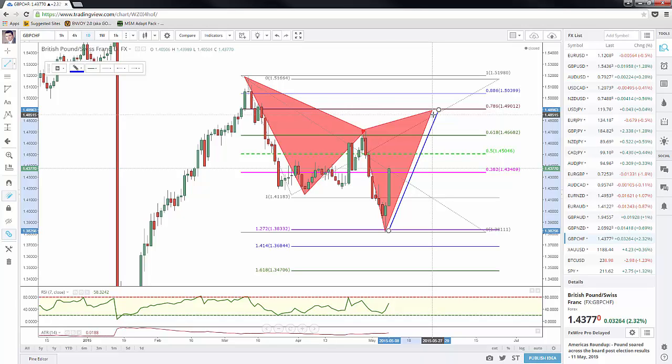If it does, it's going to present a selling opportunity for us. So this is a bearish, what we would call a bearish Cypher pattern. And what we want to see is the market continue to rally all the way back up into this 786, and then we're going to look to be a seller to see if the market will come back down and retest these support levels around here.